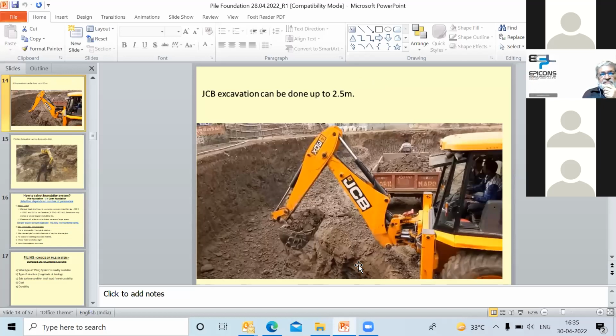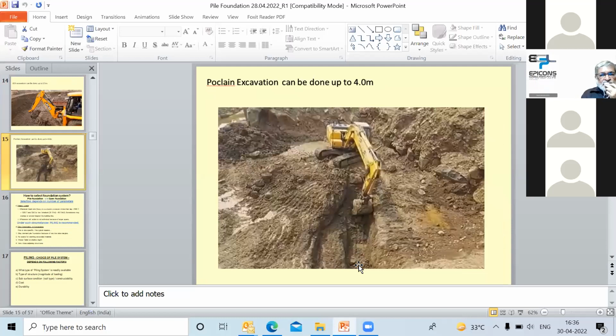JCB, we say 2.5, but it can go even deeper if we make excavation step by step. And Poclain, this can also go much deeper than 4 meters. But basically, because of its mechanism or action, these limits are given. Ultimately, you have to decide based on the site condition which method to adopt, and whether we still insist on manual excavation or opt for pile.